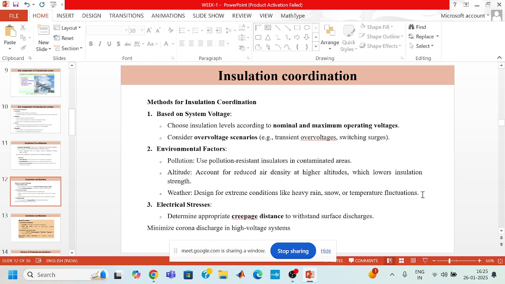So last is electrical stress. That means determining the appropriate creepage distance. What is creepage distance? Anyone?